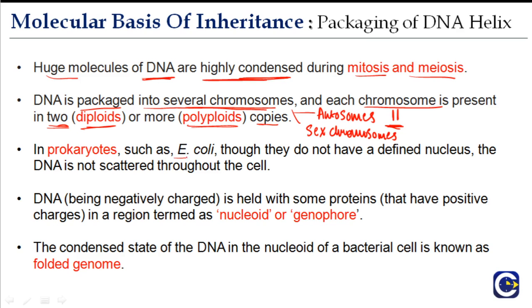In prokaryotes such as E. coli, though they do not have a defined nucleus, the DNA is not scattered throughout the cell. In case of E. coli, they do not have a defined nucleus, but still the DNA is properly condensed. It is not just scattered anywhere throughout the cell. So proper packaging of DNA takes place even in prokaryotes like E. coli. DNA, being negatively charged, is held with some proteins that have positive charges in a region termed the nucleoid or genophore.